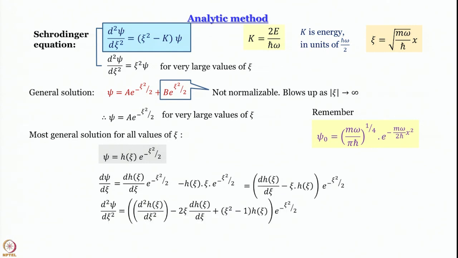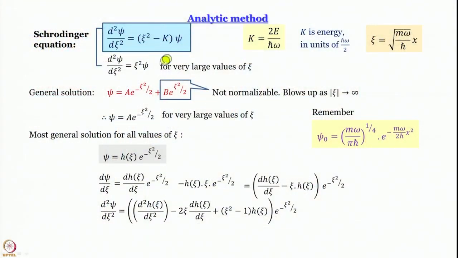What is the next step? The next step is to first write it a little cleanly. Let us take e to the power minus xi square by 2 common, and then we differentiate once again. I am not doing this step explicitly, I leave it for you to do it. So we get d2 psi d xi 2 is equal to the Gaussian factor multiplied by d2 d xi 2 of h minus 2 xi multiplied by first derivative of h with respect to xi plus xi square minus 1 multiplied by the function h of xi.